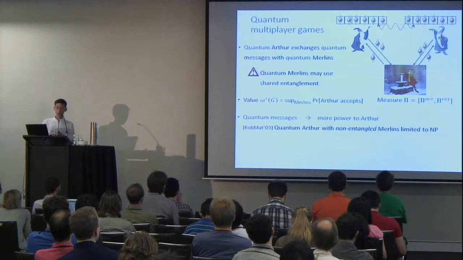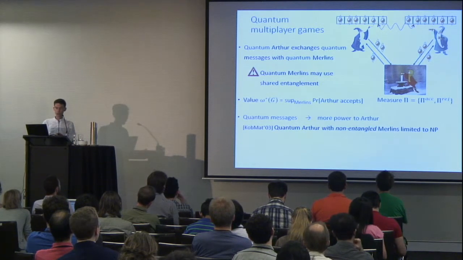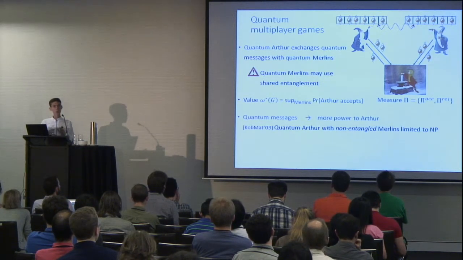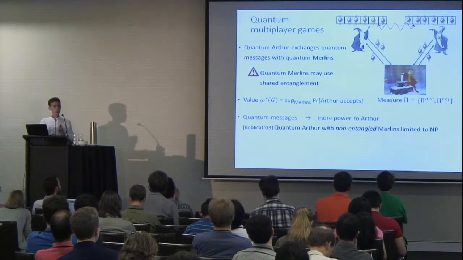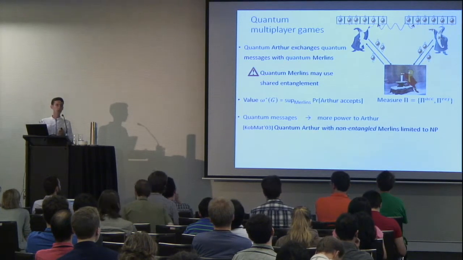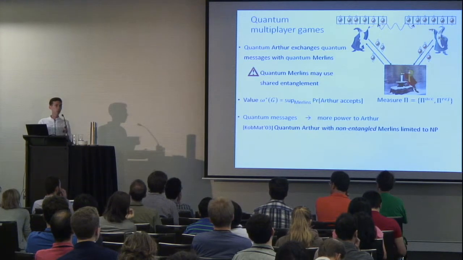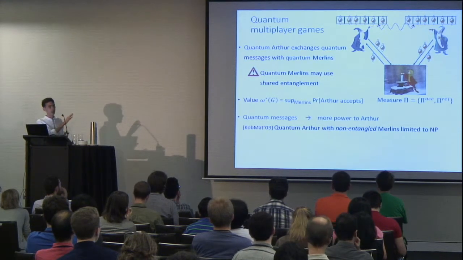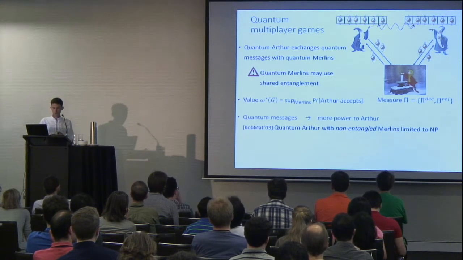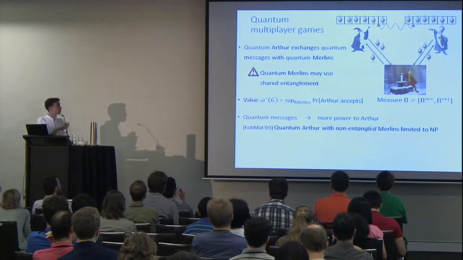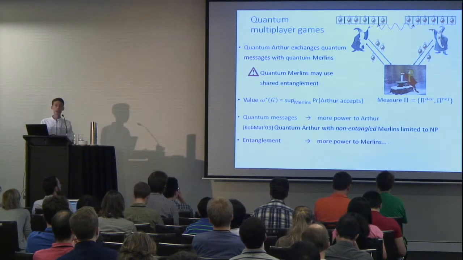But in fact, we know from an older result by Kobayashi and Matsumoto that if that's the only change that we make, so putting the entanglement aside, I'm not changing the power of Arthur. This quantum is actually not useful. The only thing he can do in this framework with no entanglement is verify languages in NP. That's it. No more power than classical Arthur. Quantum messages are useless. But we did another transformation, which is that we allow the Merlins to use shared entanglement.